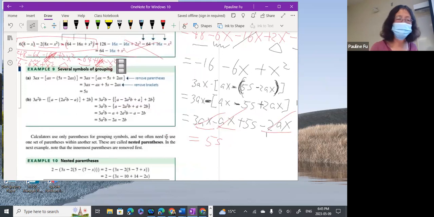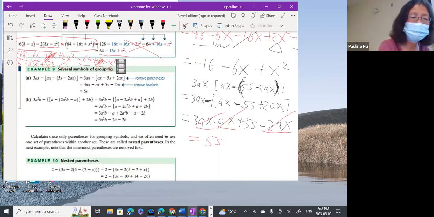Let's do part B, then we take a break. Okay, part B, I will do it here. Copy down 3a squared b. Wow, there are 3 brackets here. Minus curly bracket, square bracket, A minus round bracket.